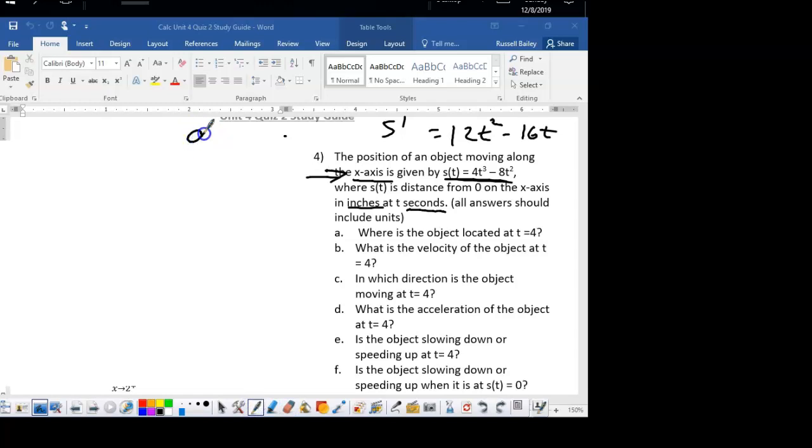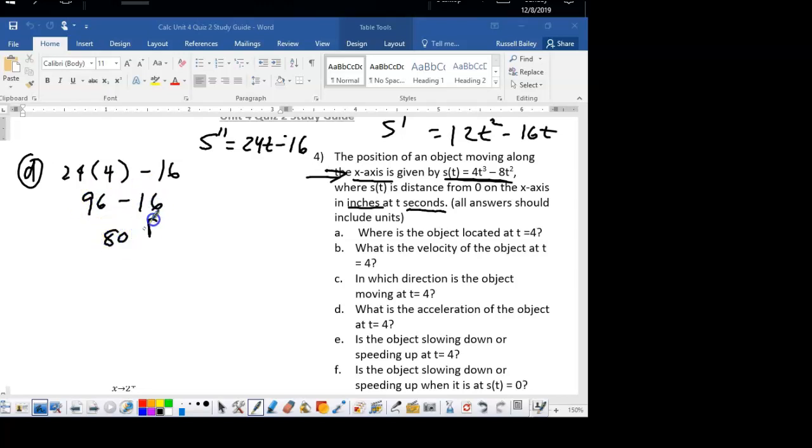Okay, so the acceleration function, I don't want to invent a new letter there, so let me just put s double prime as the acceleration function. That would be 24t minus 16. So for part D, 24t minus 16. In this case, we're plugging in 4 again. 24 times 4 is 96, minus 16 is 80. And the units for that would be feet per second squared as the units for acceleration.